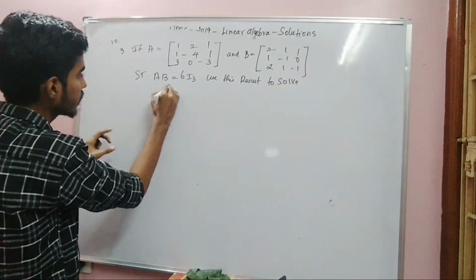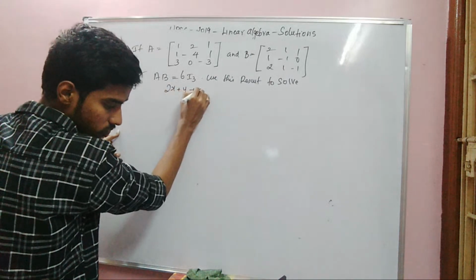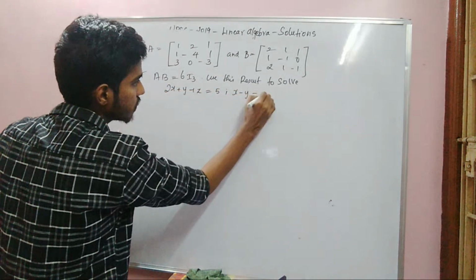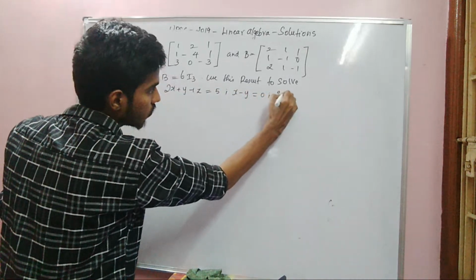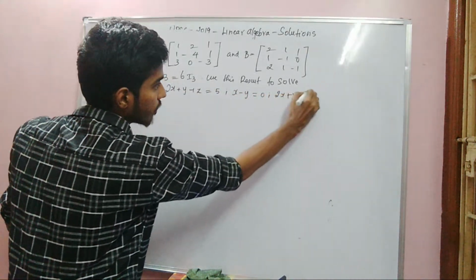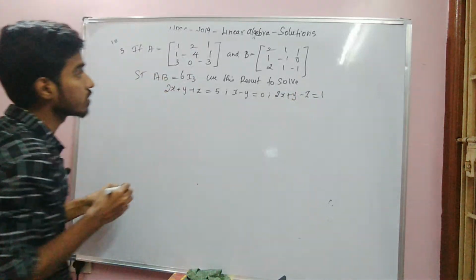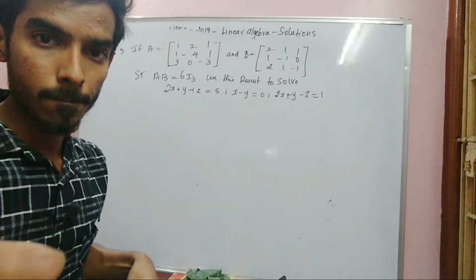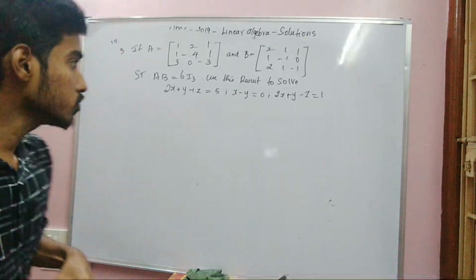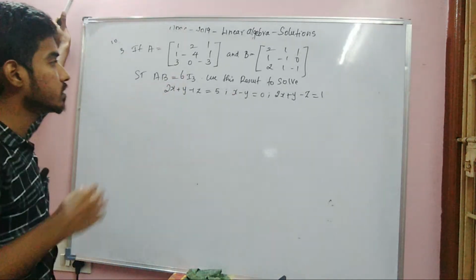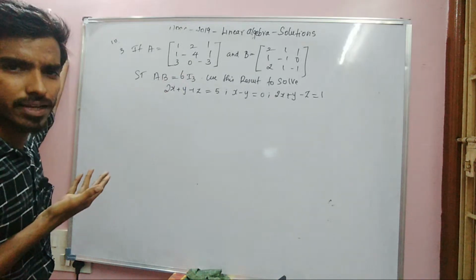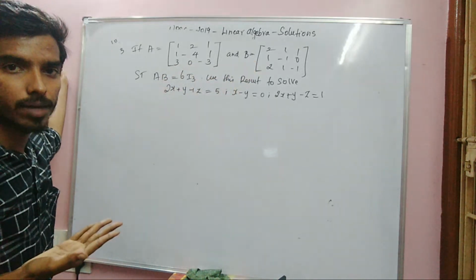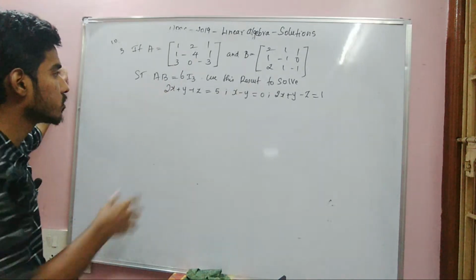solve the following equation: 2x plus y plus z is equal to 5, x minus y is equal to 0, 2x plus y minus z is equal to 1. Now we need to show that AB is equal to 6I3, right? It's very elementary. You need to multiply these two matrices. You have to get an identity matrix with diagonal 6, right? So I think you can do that.